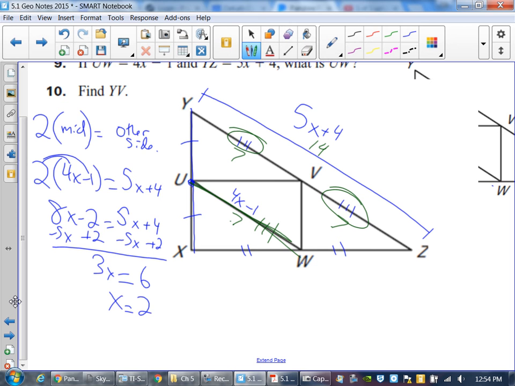Same deal here. If the whole thing is 2y, how much is this? So that means these two are the same, as well as this one. G, what do you think is going to happen here?